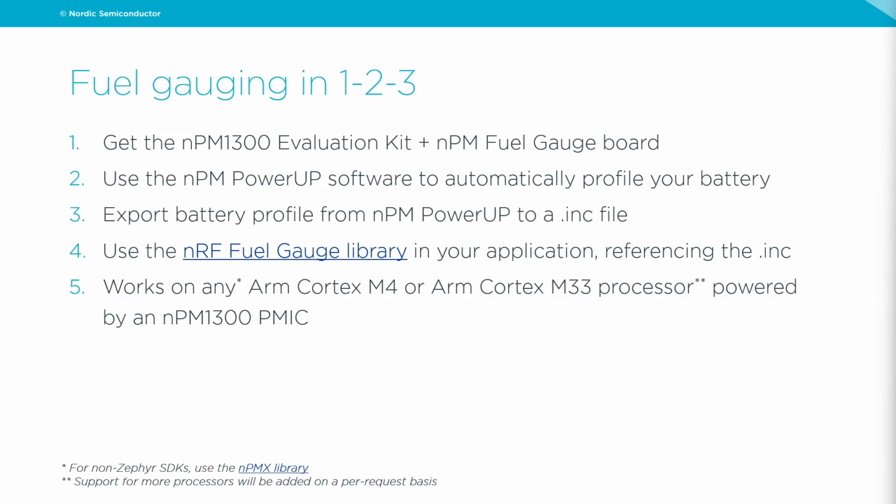So here is the short walkthrough of what we will go through in the demo now. First we will have the NPM1300 evaluation kit and the NPM fuel gauge board. We will profile a battery using the nPM PowerUp software, and then we will export this battery profile from nPM PowerUp into our VS Code application. We will use the fuel gauge library and some pre-made samples, referencing this battery model file, to have fuel gauging running on our ARM Cortex-M4 processor that we are using in the nRF52833 development kit that we are using for this.